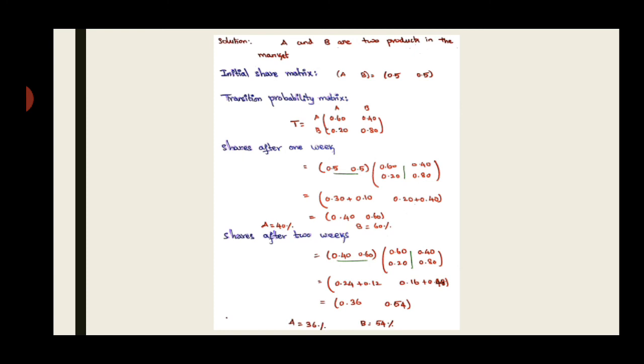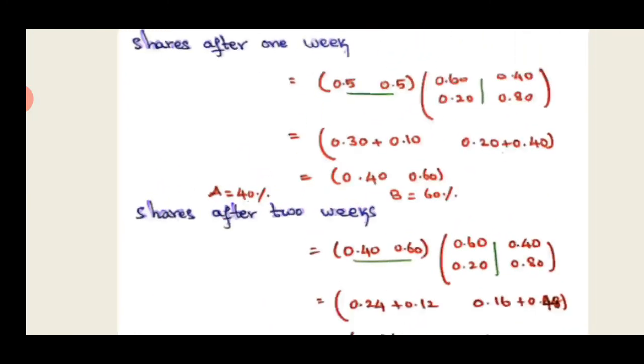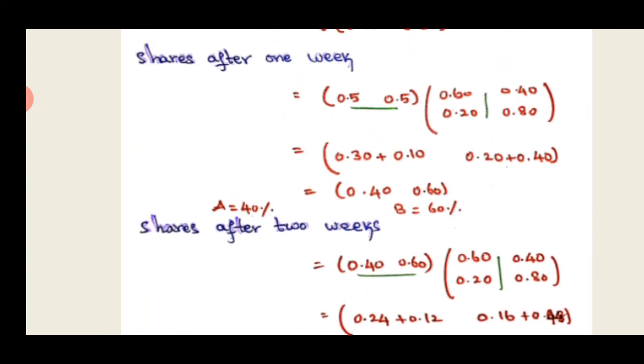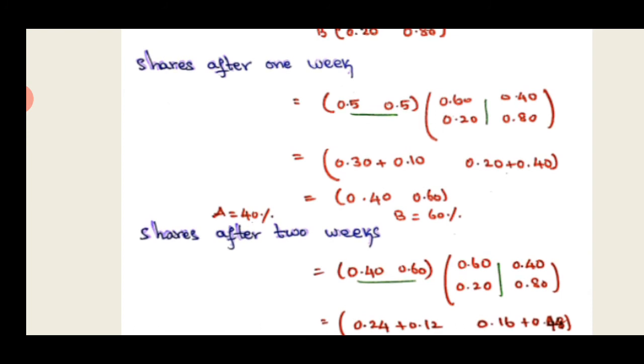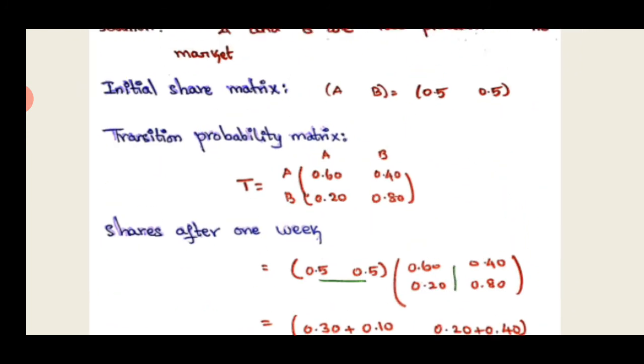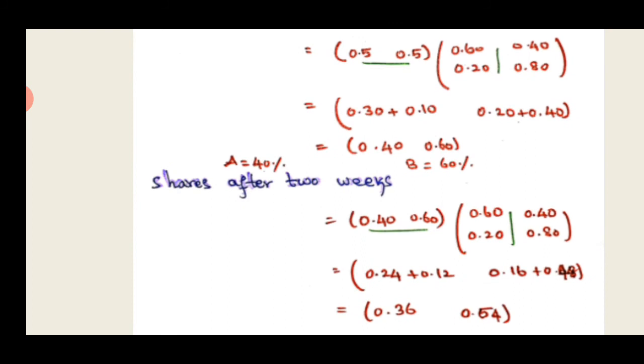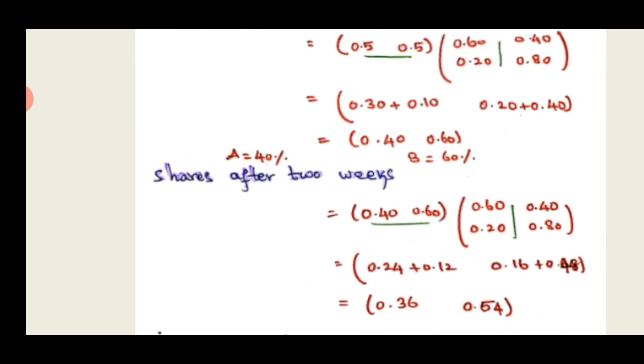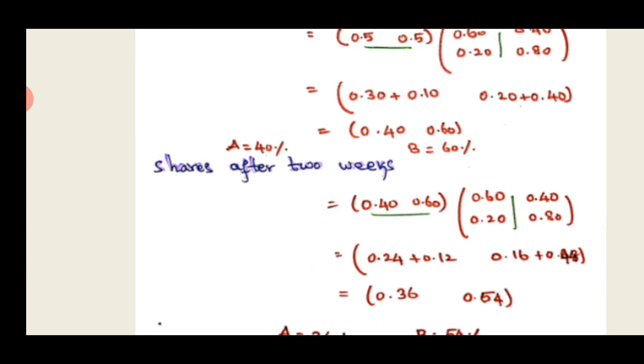Right. Now we have to find the shares after 2 weeks. This time the AB values are going to be the last obtained values, 40% and 60%. It is not the initial value. So this time it is the first week's value. What is the value of the first week? A equals 40%, that is 0.40, and B equals 60%, that is 0.60. You can see I have underlined it with green color, and this should be multiplied with the transition probability matrix T.